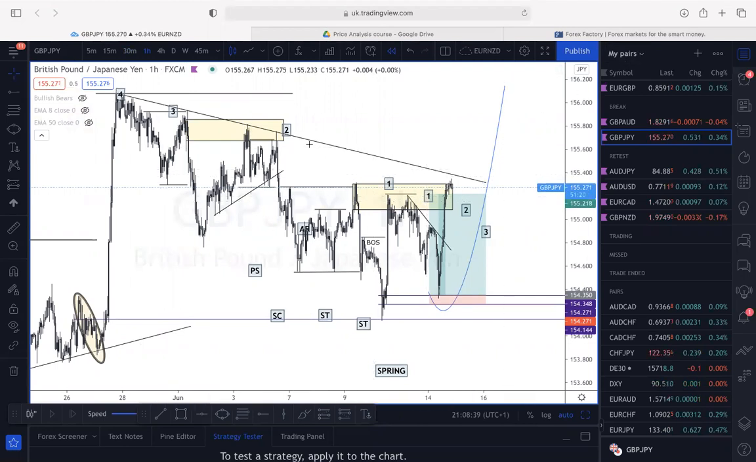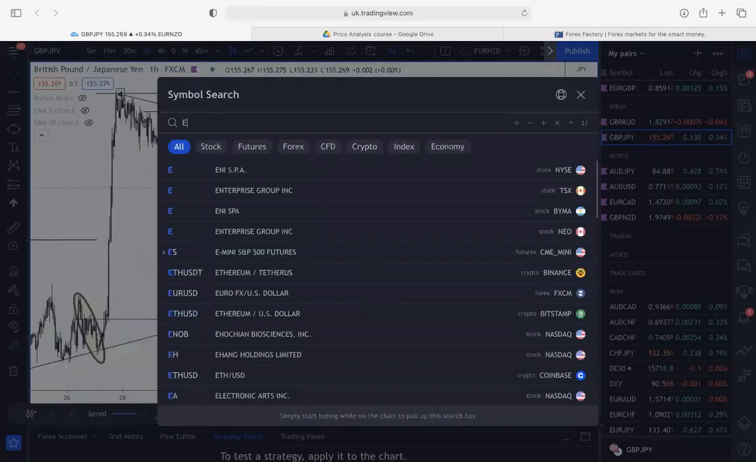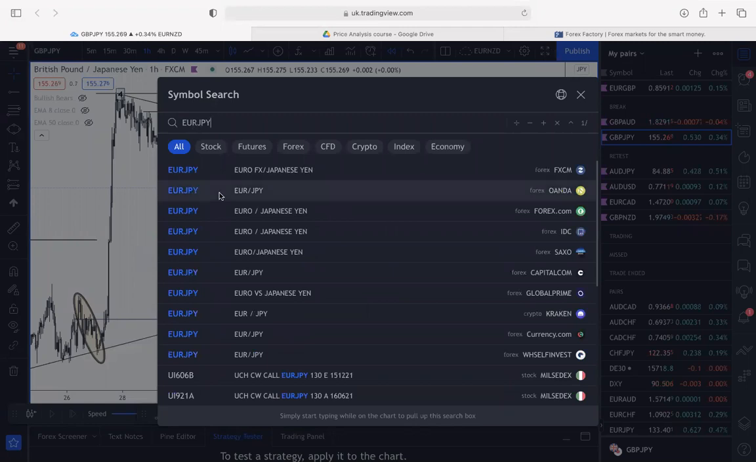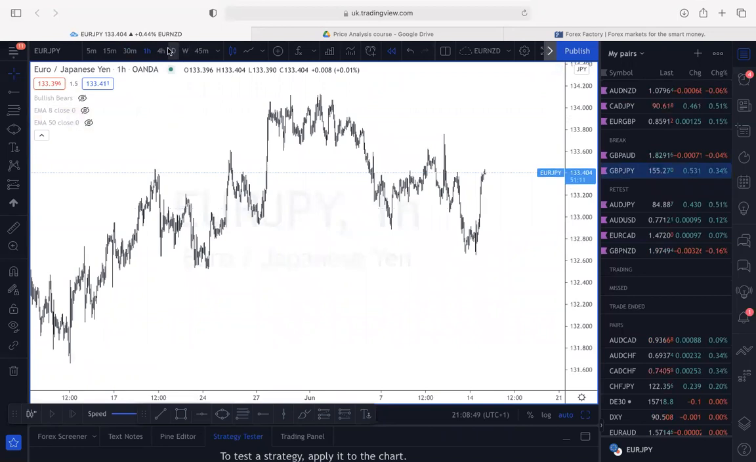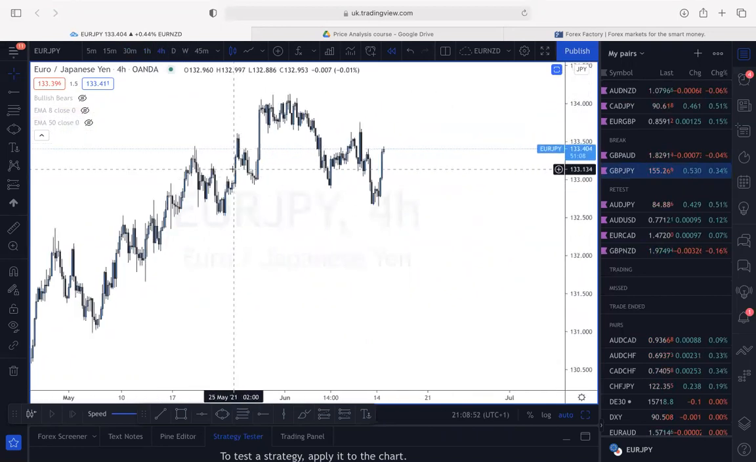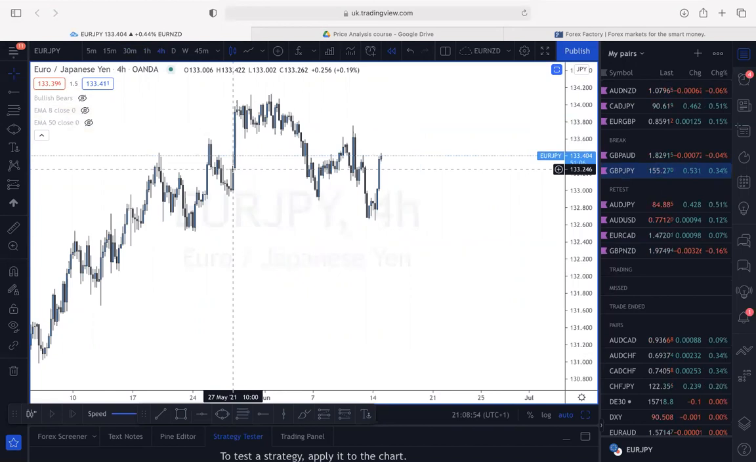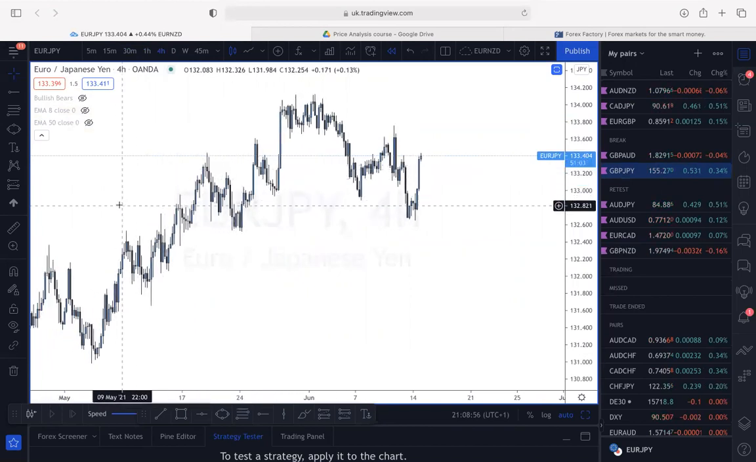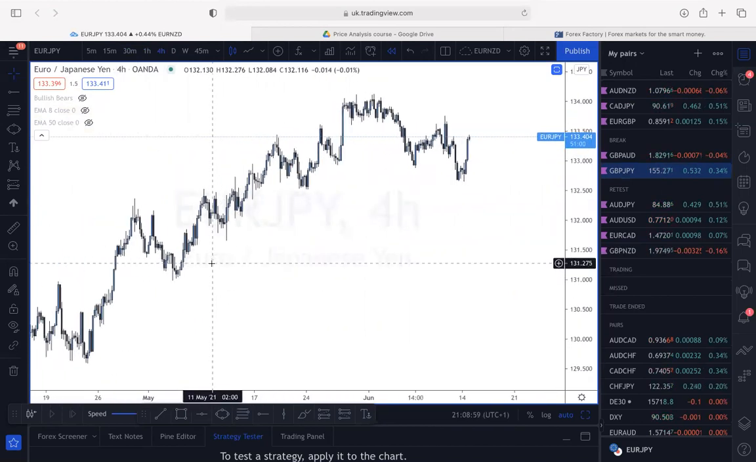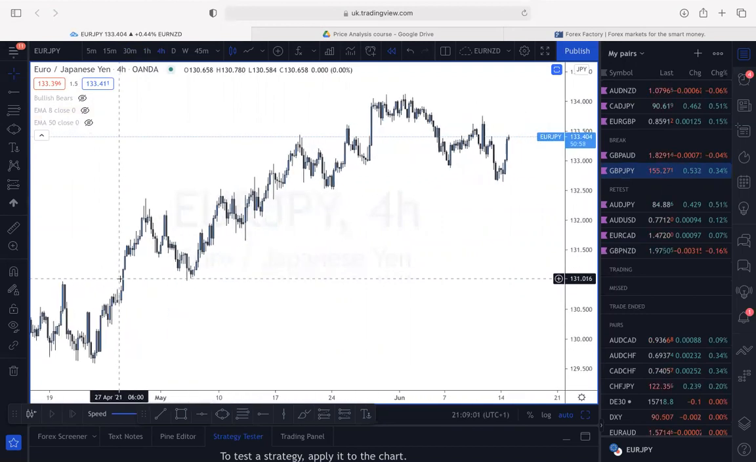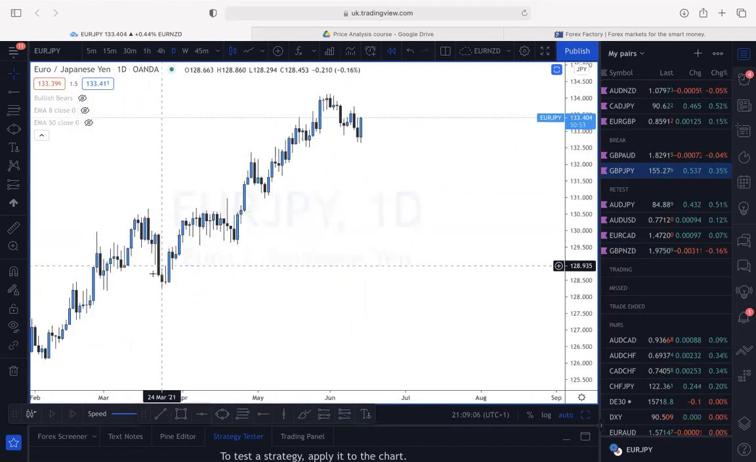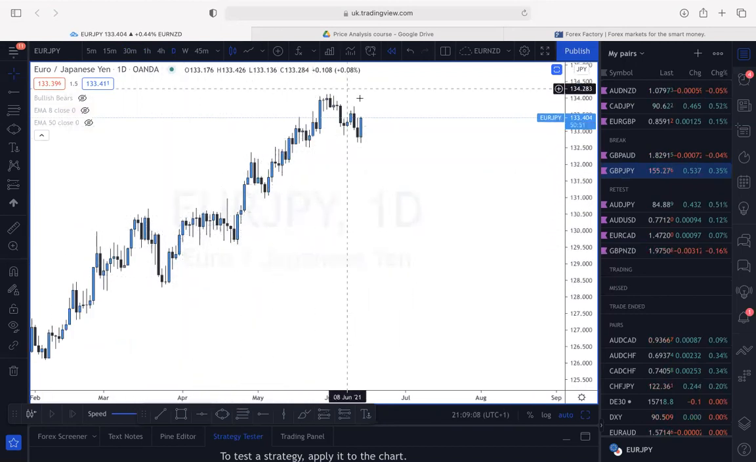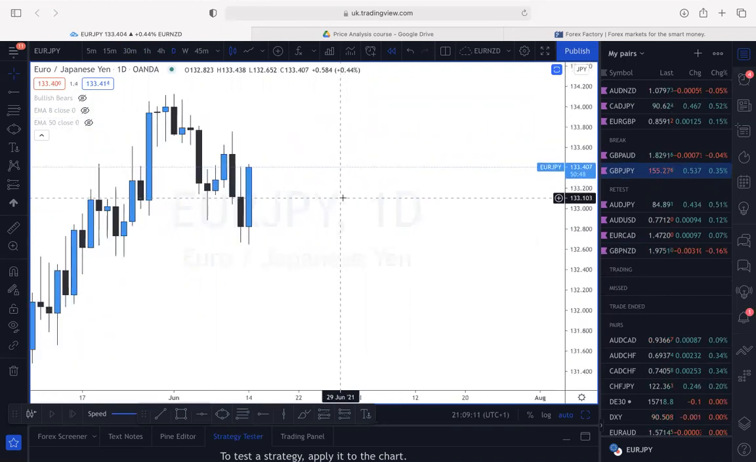Then I am going to shift straight to EUR JPY. Once again, in EUR JPY, let's look at the higher time frame perspective and see what was actually going on. From the higher time frame perspective, we can clearly see we were constantly rallying up. Even on a daily time frame, you can clearly see it nicely rallying up throughout, right?